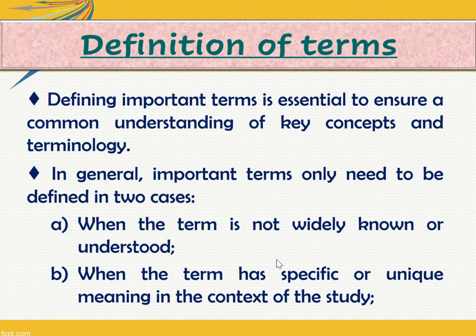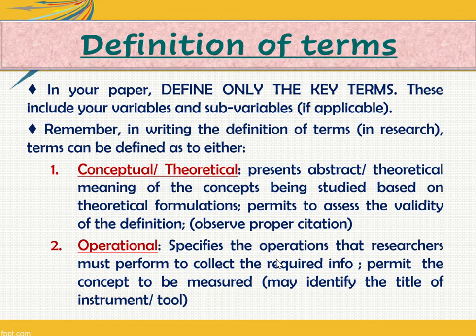So, in general, important terms only need to be defined in two cases. A, when the term is not widely known or understood. Letter B, when the term has specific or unique meaning in the context of the study. Now, in your paper, you define only the key terms. So, these include your variables and sub-variables, if ever you have sub-variables. Now, remember, in writing the definition of terms in research, terms can be defined as either conceptual, also known as theoretical, and then you also have operational.